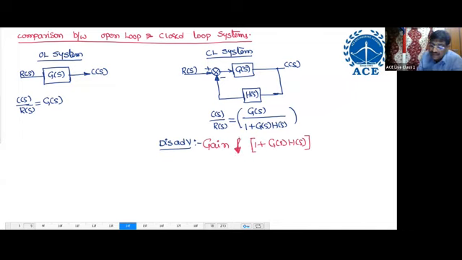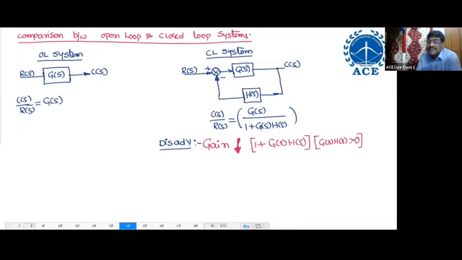But is it true always, that the gain is reduced by 1 plus G of S H of S? No. This is valid only when G of S H of S is greater than 0. In a properly designed system, GH is generally positive, so that the gain is going to be reduced.